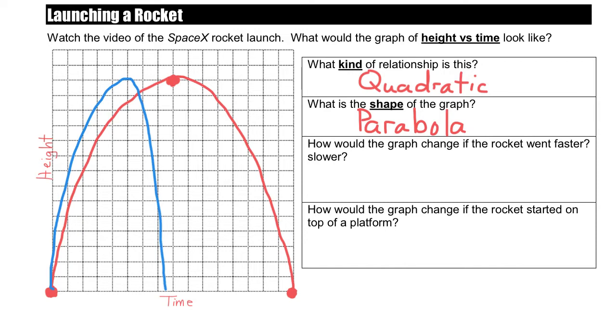Now, what if the rocket went slower? Well, if it went slower, it would take more time for everything to happen. So it would reach the same maximum height, but it would take a lot longer.